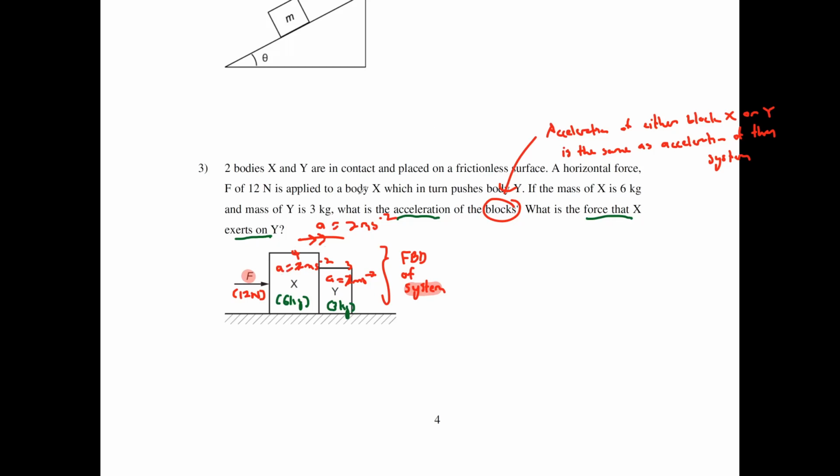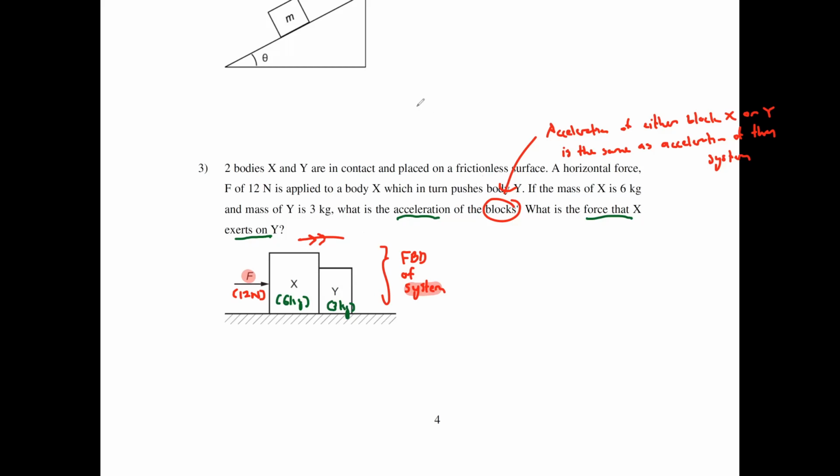Or for an easier way of visualizing this, if your whole system was moving with a velocity of 10 meters per second, obviously block X and block Y will also be moving with the same speed. It cannot be that the whole system is moving at 10 meters per second, but this one moves with 5 and this one moves with 20. It just won't make sense. They must all move with the same speed or acceleration. So if they ask what is the acceleration of the blocks, it is enough to know that the acceleration of the system will equal the acceleration of either block.